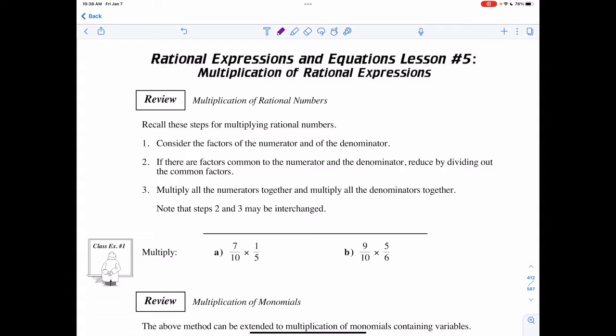So if I take a look at example 1 here, then I could say that this is all the same as just putting it straight over top of here. I'm going to multiply the top, and I'm going to multiply the bottom. So 7 times 1 is just 7, and 10 times 5 is just 50. And I'm done.